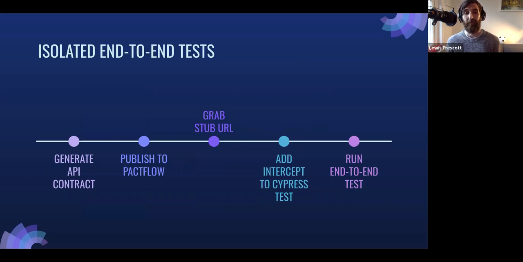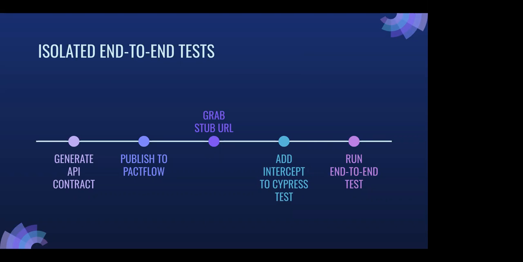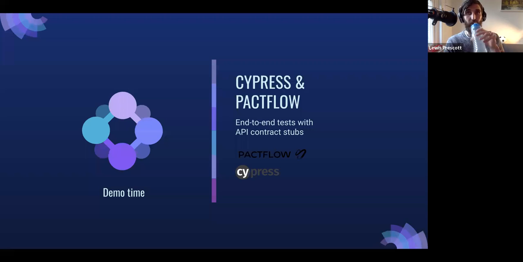Isolated end-to-end tests. Generate the API contract. Once you've got the contract, you publish it to Pactflow. In Pactflow, you can just append the URL of the contract, make it a stub, and you can use that inside your end-to-end tests. For this example, I'm going to be using Cypress. I'm speaking at the Cypress Meetup, so that falls in line. And then you just run your end-to-end test, which pulls down the contract as part of the test, and all's good. So it's demo time.